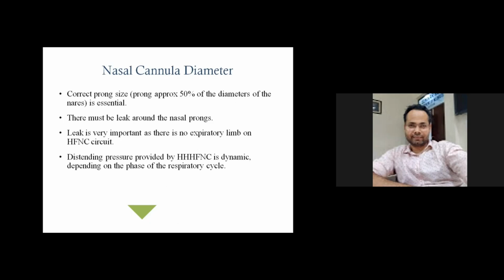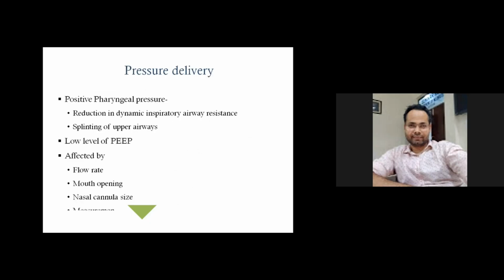The distending pressure is provided by HFNC. It is dynamic in nature and depends on the phase of the respiratory cycle. So the pressure delivery depends on the reduction in the dynamic inspiratory airway resistance and splinting of the airways. And the level of PEEP generated by the HFNC is lower than that of the CPAP for the same flow rates.